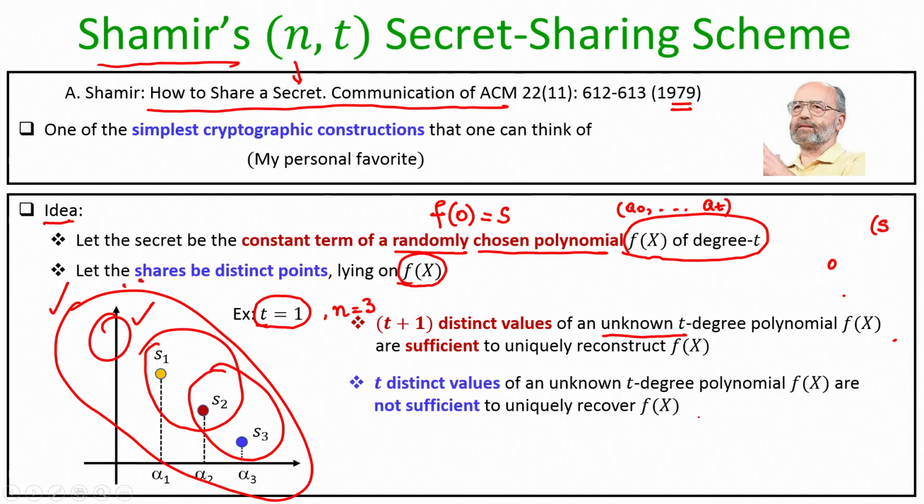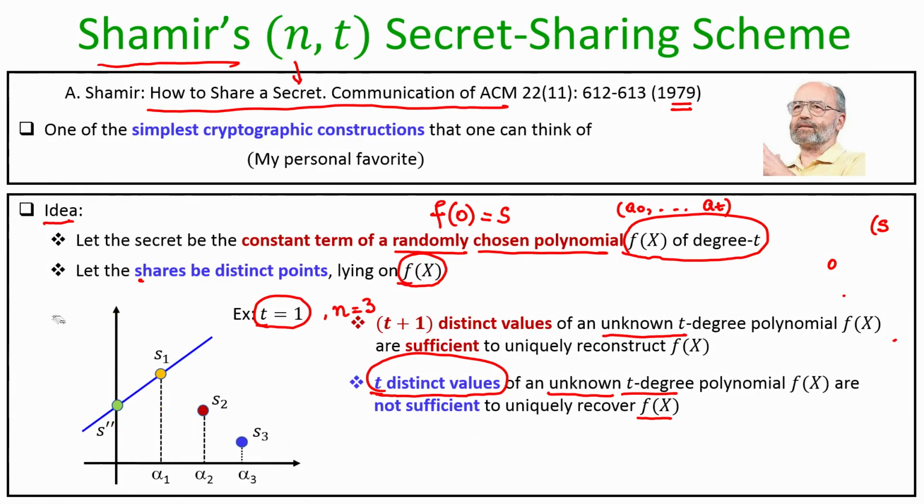Now, the second observation here is that if instead of t plus 1 shares I give you only t shares, and t shares here are nothing but, in this context, t distinct values of an unknown polynomial whose degree was t. So, the second observation is that if I give you t distinct values on an unknown degree t polynomial, then you cannot uniquely recover the polynomial f of x. So, what does that mean in the context of this example where t is equal to 1?